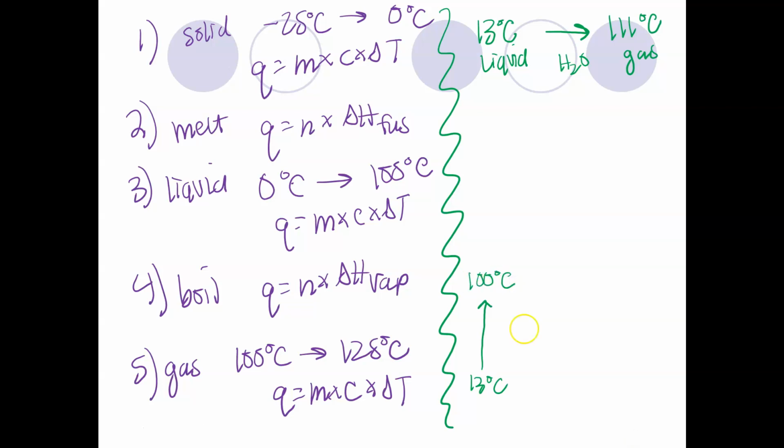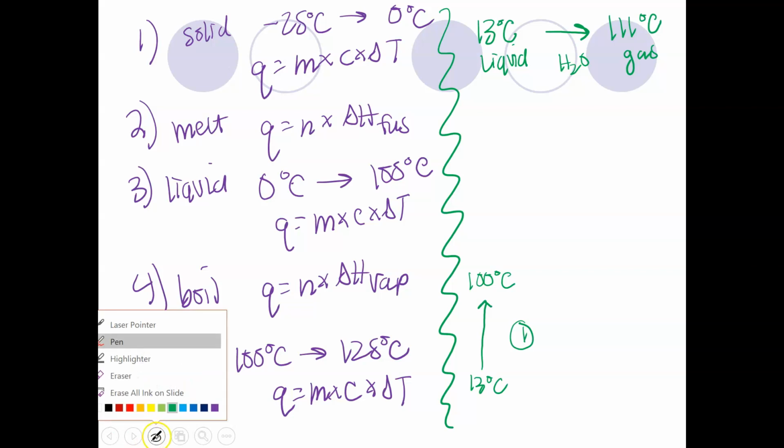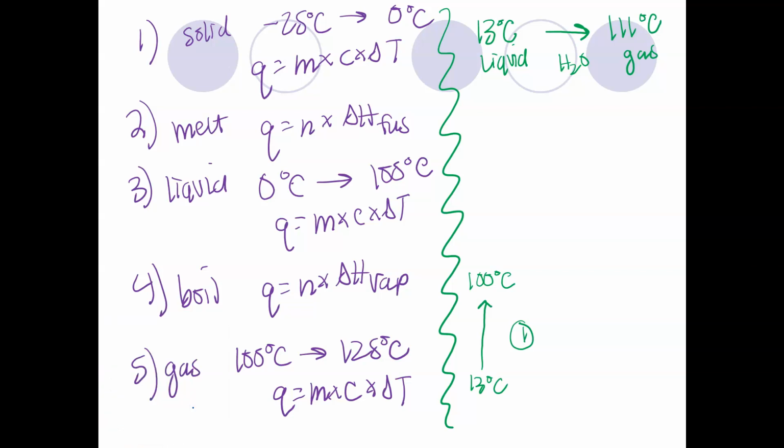100 degrees Celsius. So step 1 is going to be me doing 13 degrees Celsius water to 100 degrees Celsius water. At 100 degrees Celsius, I can't warm it up to 111 yet because it has to become a gas first. So I need to boil it. That's going to be step 2. And I'm still at 100 degrees Celsius, because when I boil it, the temperature didn't change. But I've got to get up to 111 degrees Celsius. So that's going to be step 3. So it's going to be a 3-step process.